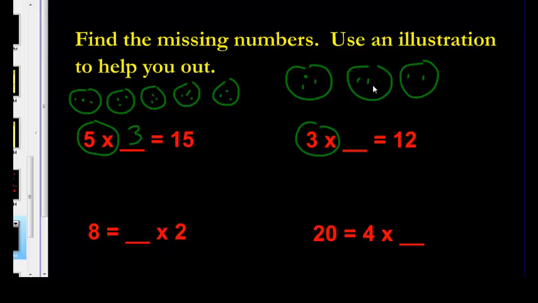That's 6. Now I have 9 altogether. And now I have 12. So I have 3 groups of what? 4. That makes 12.